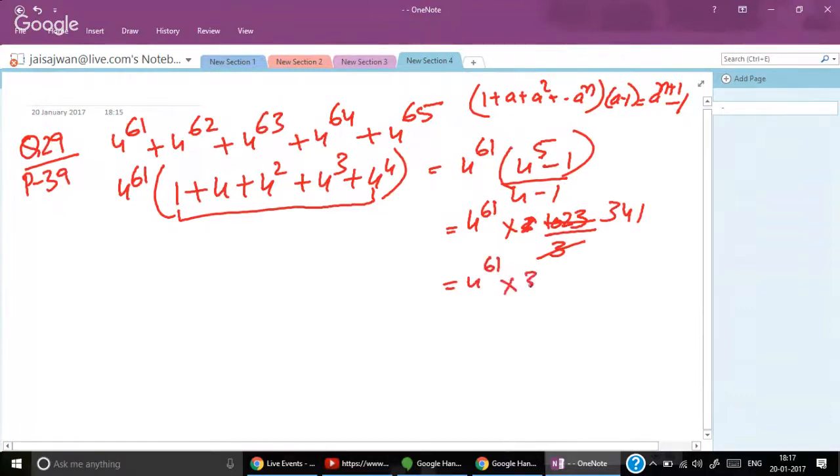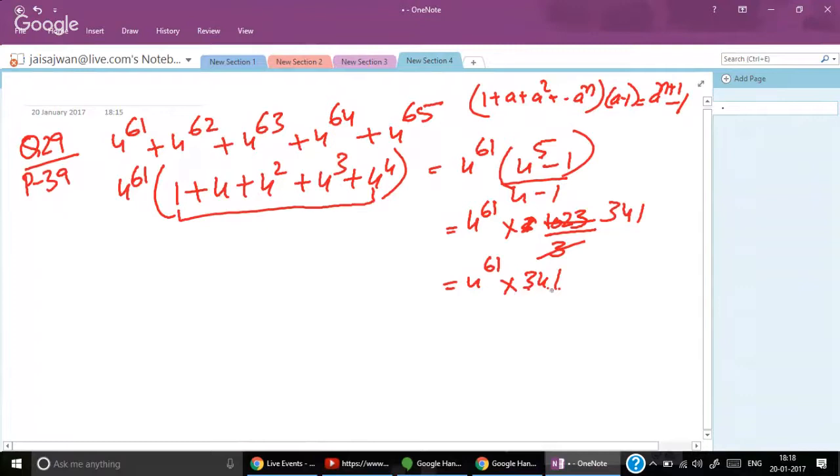from these numbers. So if I go by my options, I'm not seeing any 4 or any even number. All of them are odd numbers. Number which can divide 341 would be my answer. Now, if you remember the divisibility rule of 3, so 4 plus 1, 5 plus 3, 8 is not divisible by 3.